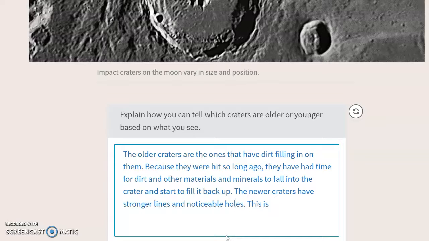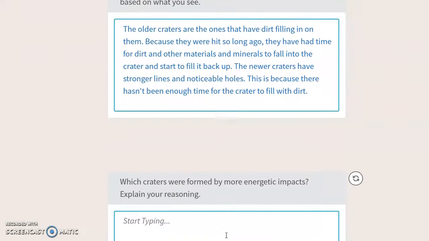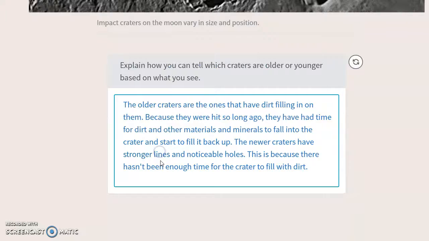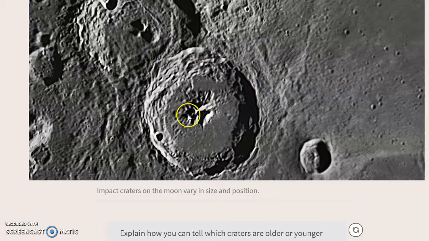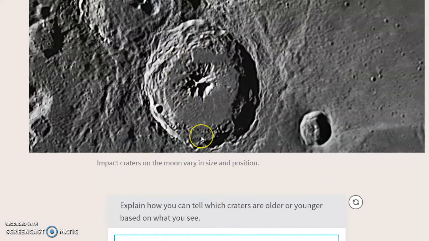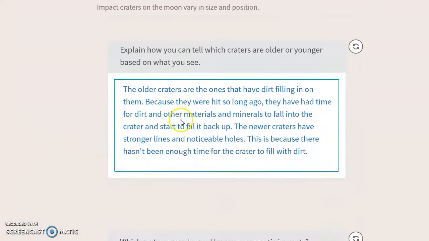This is because there hasn't been enough time for the crater to fill with dirt. All right, which craters were formed by energetic impacts? So we were talking about this high energy, it's going in deep. So which ones are the heavy holes? You can see holes. So I'm going to say the big ones because higher mass, you go faster.